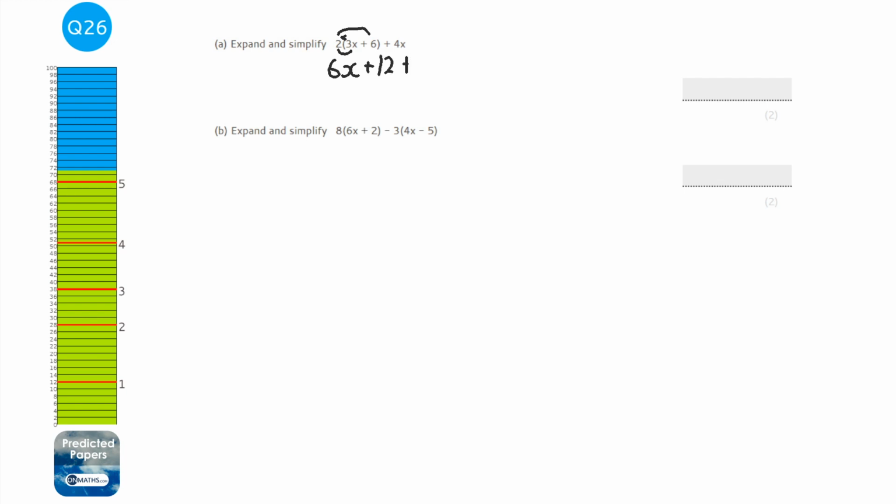Now we've still got the 4x, so I still need to write that down. Then I'm going to collect like terms. Now the like terms we have is the 6x and the plus 4x. So 6x plus 4x is 10x, and then there's nothing that we can do with the 12, so we just leave that. So it's 10x plus 12.